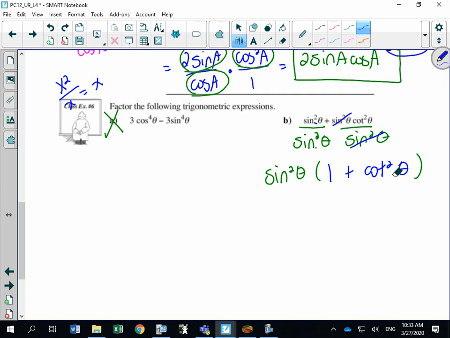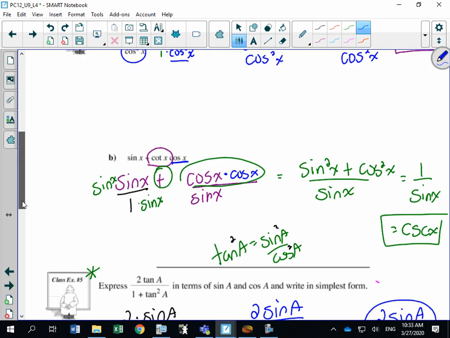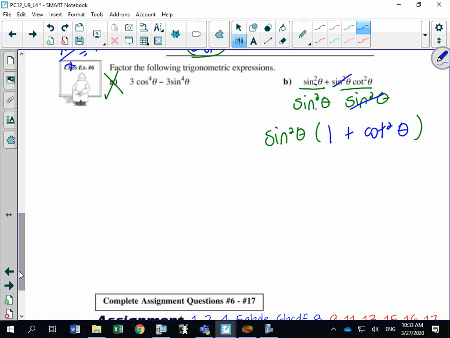Whenever you see something like this, 1 plus cotan squared theta, you need to go up to your formula sheet and ask yourself, is this an identity, right? So if I go up to my formula sheet, 1 plus cotan squared theta, here it is. That is equal to cosecant squared theta, right? So I'm going to take out 1 plus cotan squared theta and I'm going to put in cosecant squared theta.